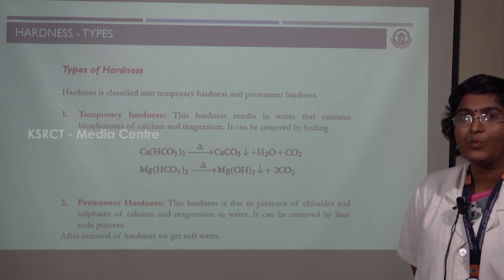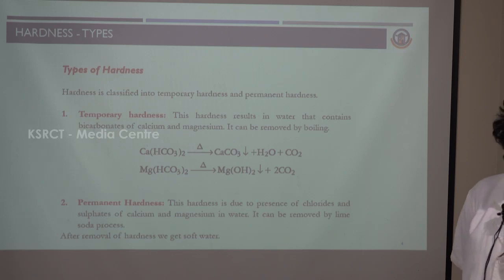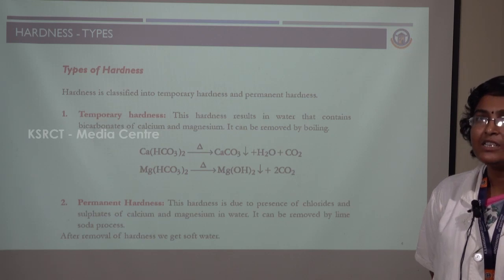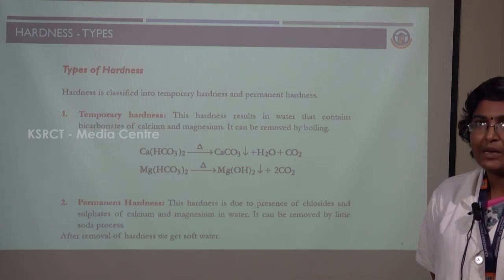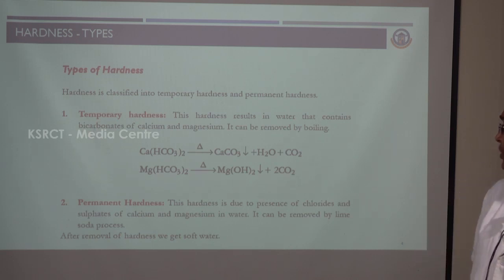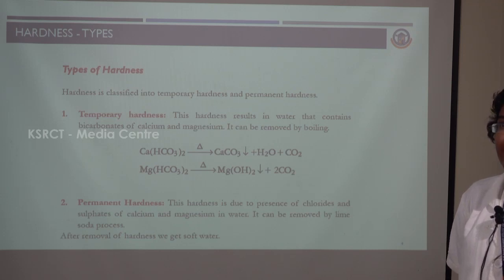It can be easily removed by boiling. While boiling, the calcium bicarbonate and magnesium bicarbonate are converted into calcium carbonate. It is insoluble in water, so it precipitates and settles down in the vessel. That precipitate can be easily separated, and we collect the pure water by the filtration method or the blow down operation method. Likewise, while heating magnesium carbonate, we get magnesium hydroxide, which also precipitates inside the vessel, and we can separate it by the blow down operation method.